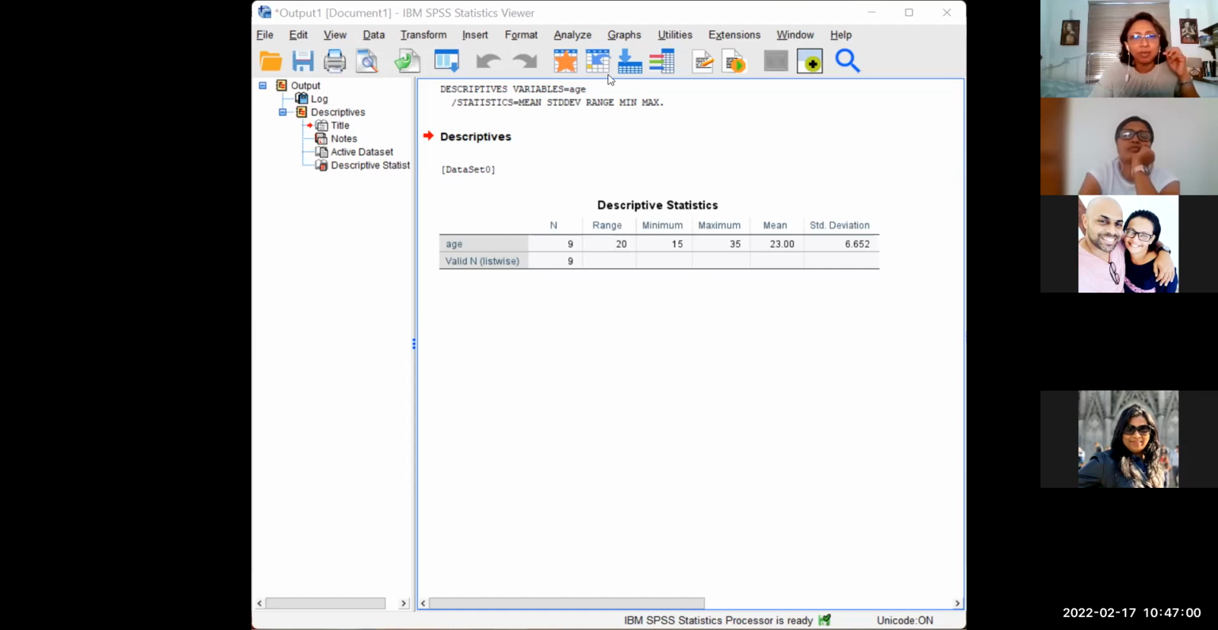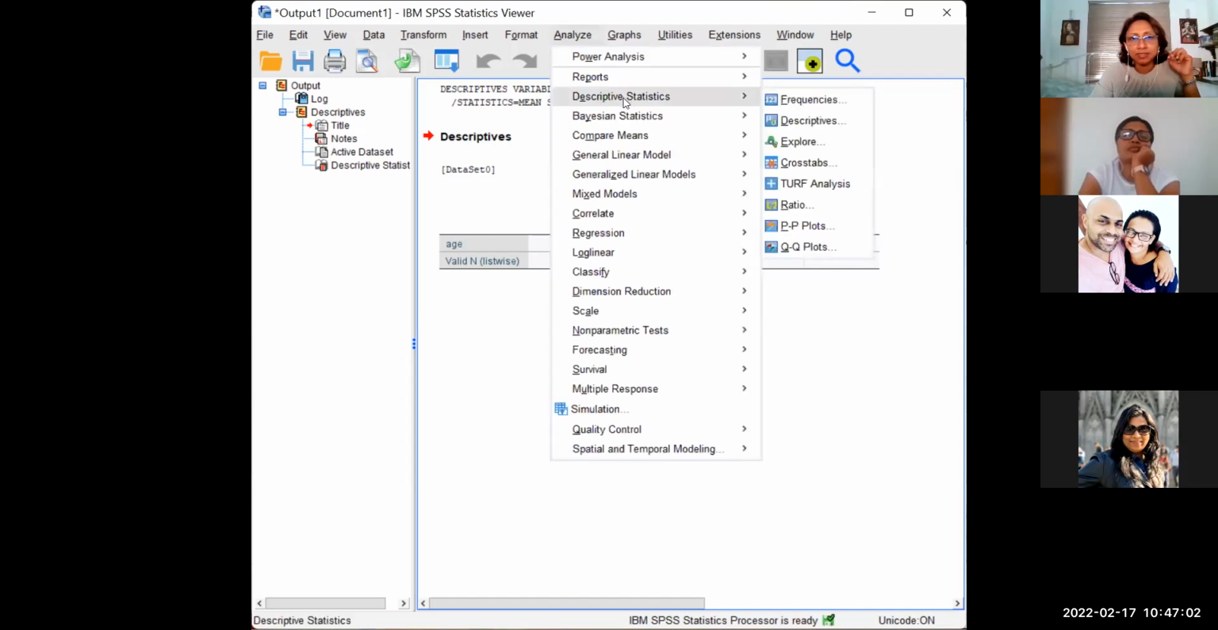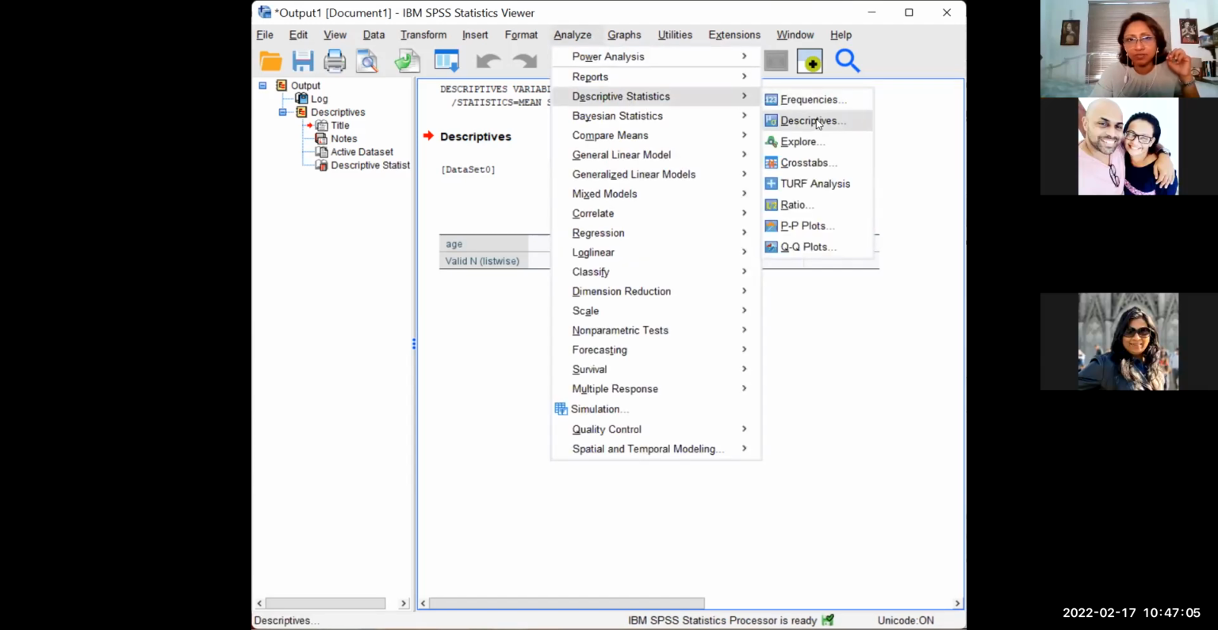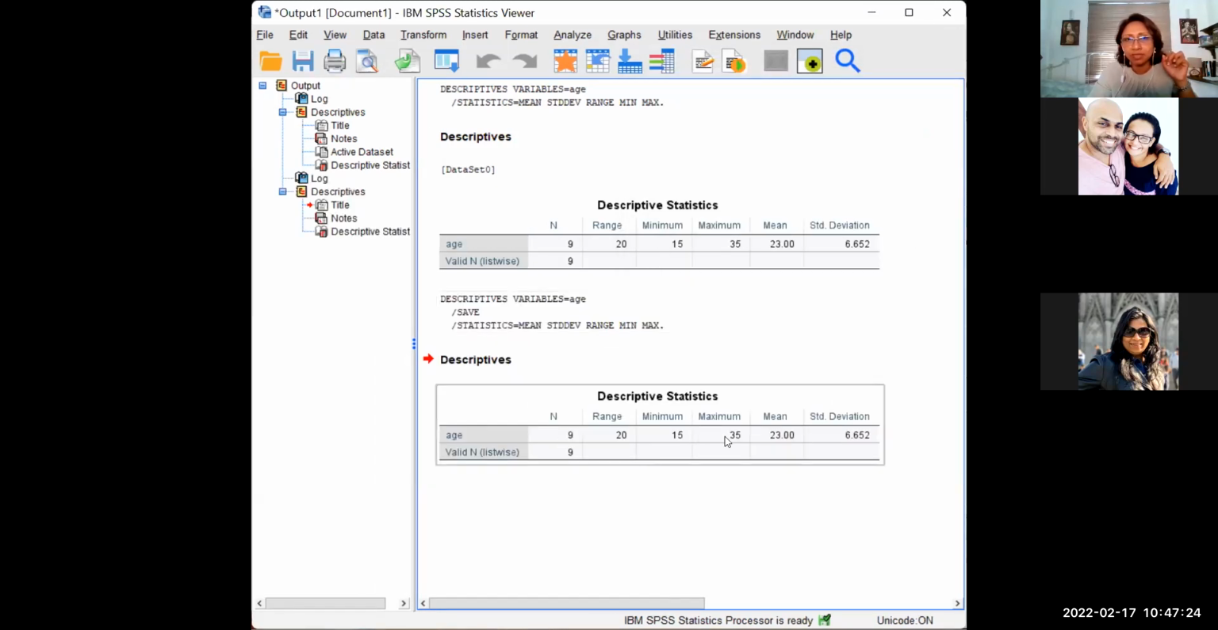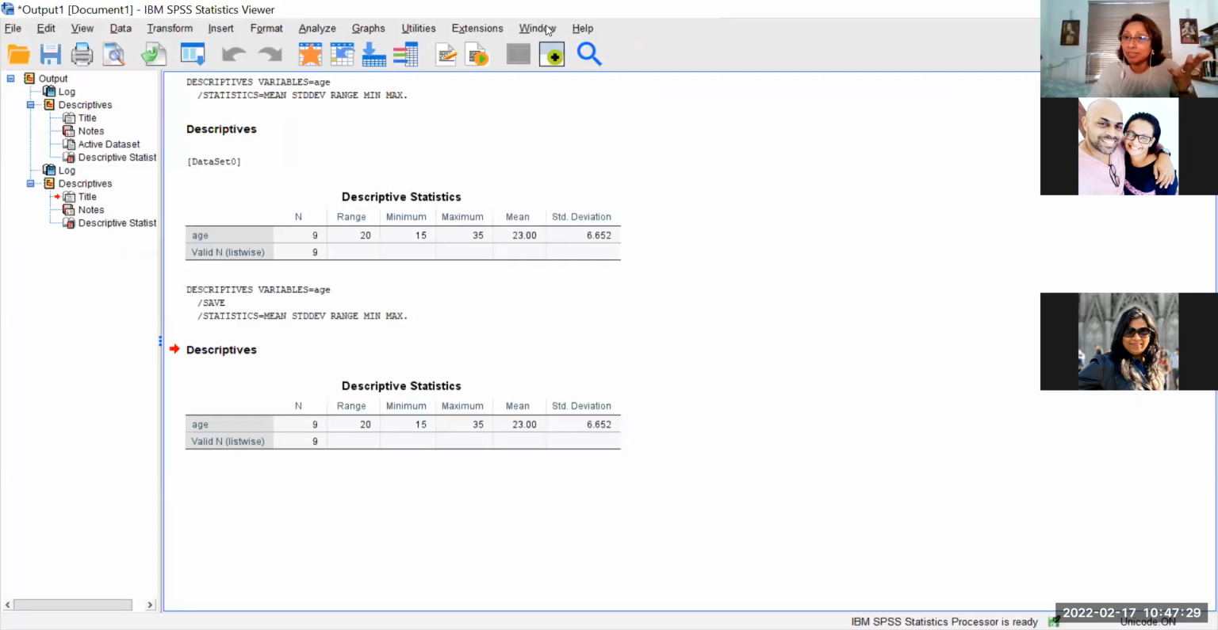Now we go back to the same analysis: descriptive statistics and descriptives. We tick this box, save standardized values as variables. I hope you can see this dialog box. Here we are talking about the Z-score. And we say okay, you get the same thing. Now let's go back to our data view and see whether it has calculated the Z values for us.